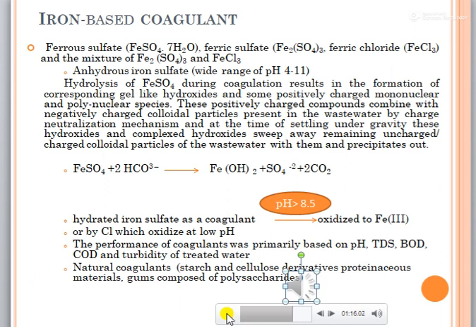The performance of a coagulant is primarily based on pH, total dissolved solids, biochemical oxygen demand, chemical oxygen demand and turbidity. Turbidity means cloudiness, a milky appearance of treated water. Natural coagulants such as starch, cellulose derivatives, proteinaceous materials and gums composed of polysaccharides are also used.